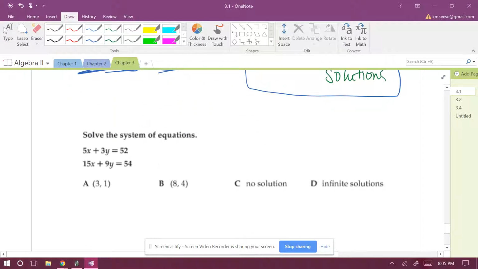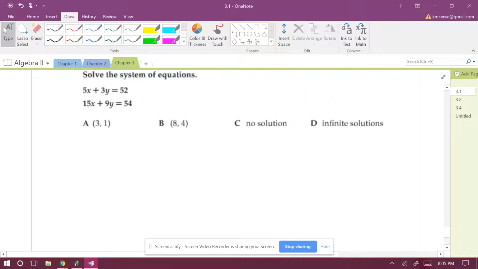If we look at this next example, or our final example here, 5x plus 2y equals 52 and 15x plus 9y equals 54. All right, so I look and see, if I want to eliminate the x's, all I really have to do is multiply that first equation by negative 3. So I'm going to have negative 15x minus 9y equals 52 times negative 3, which is negative 156. And then I have 15x plus 9y equals 54.